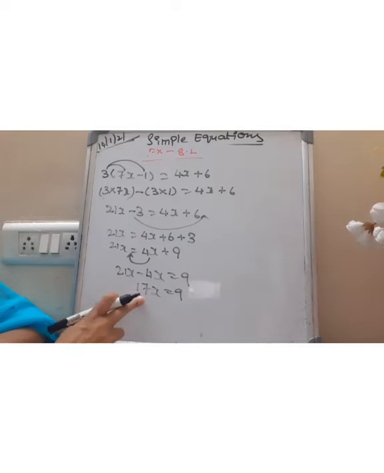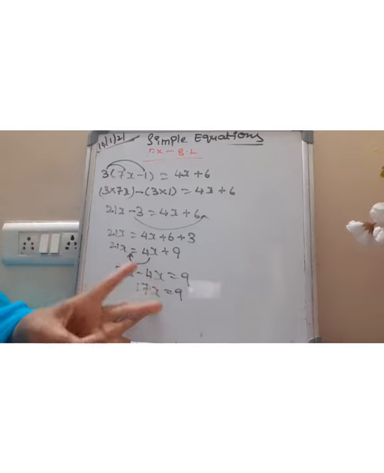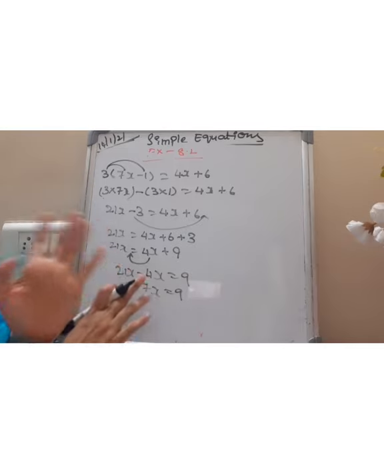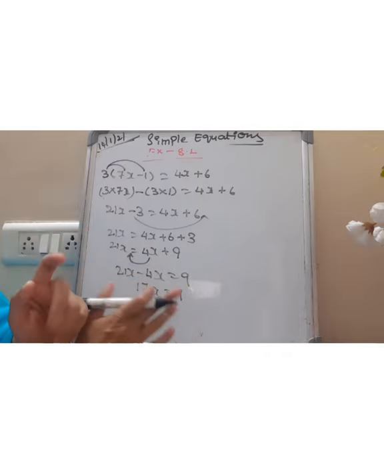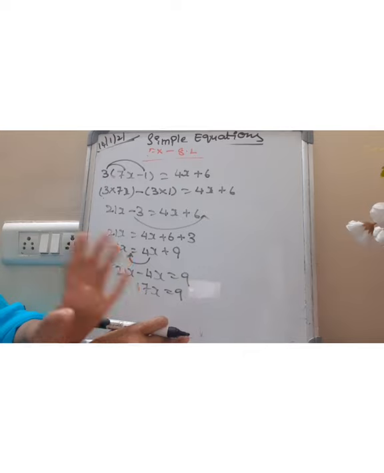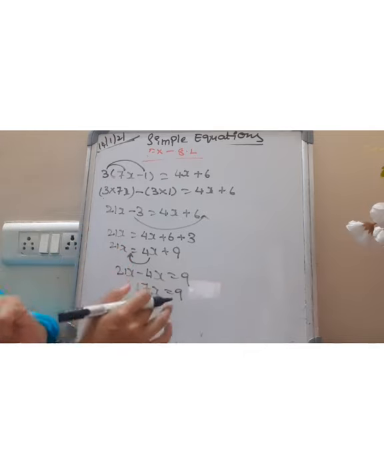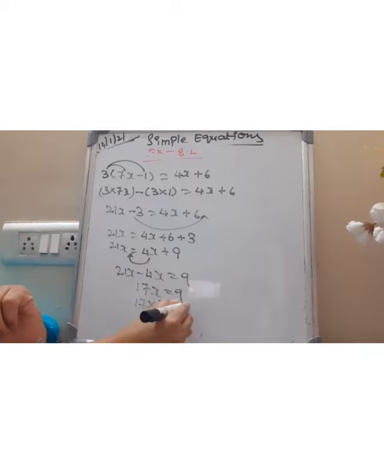So what is there in between 17 and x? There is a multiplication operation, as there is no operation between 17 and x. If plus is there, they will mention plus. If minus is there, they will mention minus. If there is no operation between a number and a variable, we have to consider that there is a multiplication operation between the constant and the variable. So we take 17 multiplied by x is equal to 9.